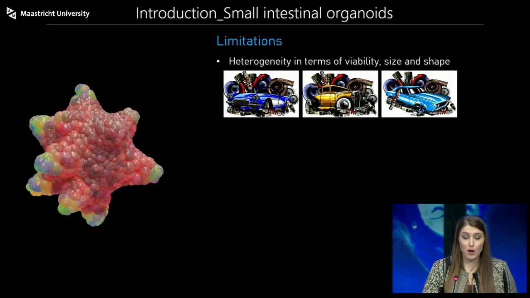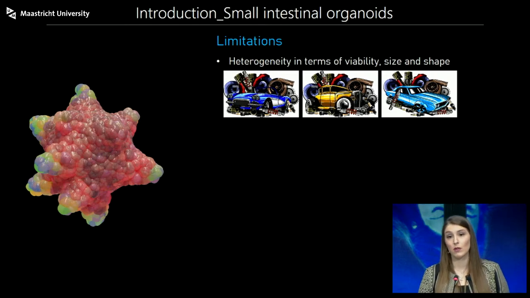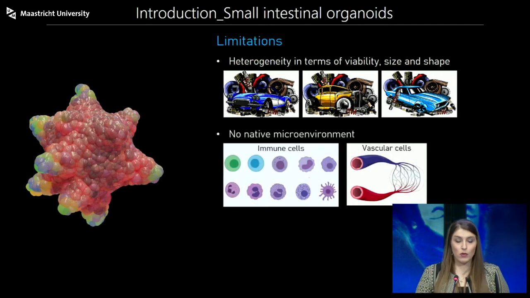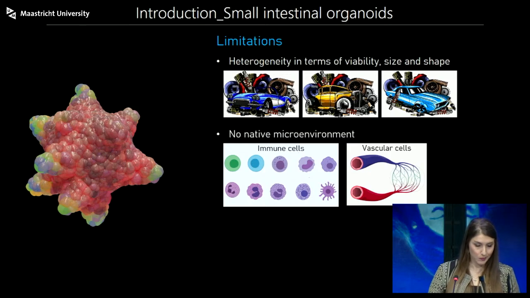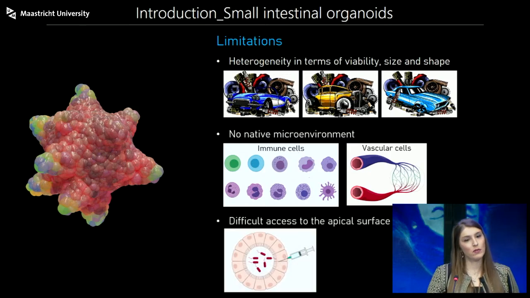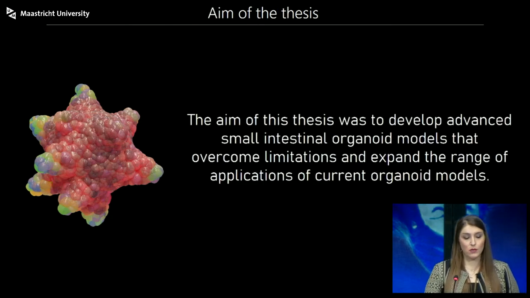So there are also problems with the use of organoids. For example, we have a great heterogeneity in terms of viability, size, and shape, not only between organoids grown in different batches, but also between organoids within the same batch. Also, we have a non-native microenvironment, meaning we don't have the surrounding tissues, we don't have immune cells, we don't have vascular cells, and so on. And finally, the apical surface, which is responsible for multiple functions of the intestine, including nutrient absorption, for example, is in an enclosed position in the organoids, and this makes it very difficult to gain access to it. So all this brings us to the aim of this thesis, which was the development of advanced small intestinal organoid models, which can overcome some of the current limitations and expand the range of applications of organoid models.